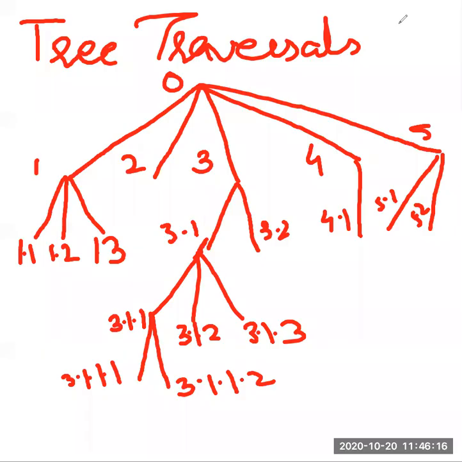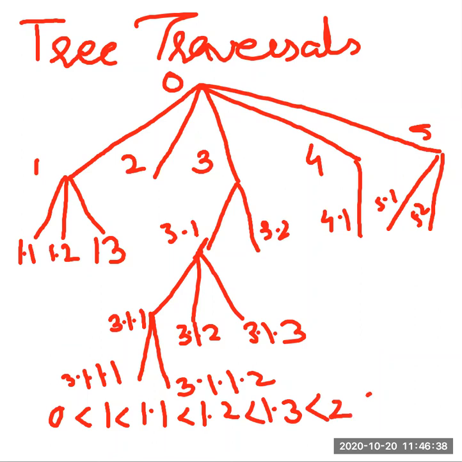Now this is a tree, and I'll say that this is an ordered rooted tree at 0. So what does this mean? That 0 is lexicographically less than 1, less than 1.1, less than 1.2, less than 1.3, less than 2, less than 3, less than 3.1, less than 3.1.1, and so forth. And that is basically lexicographic ordering.